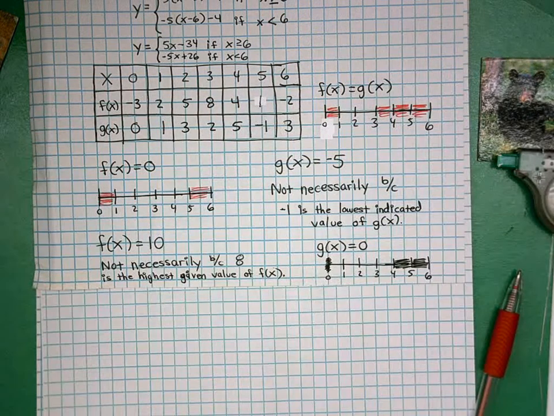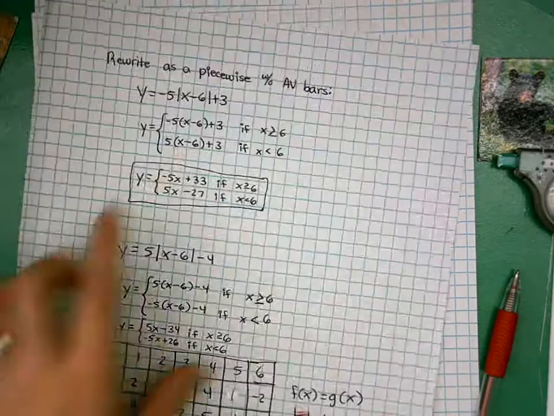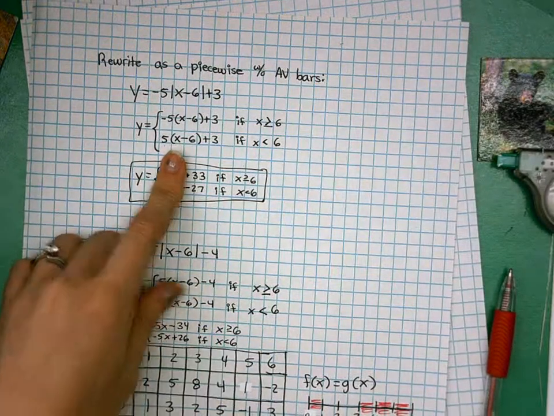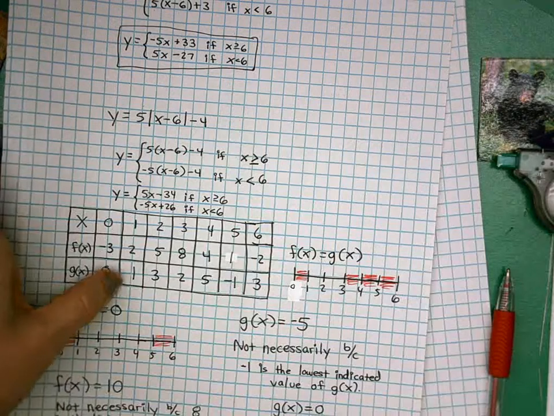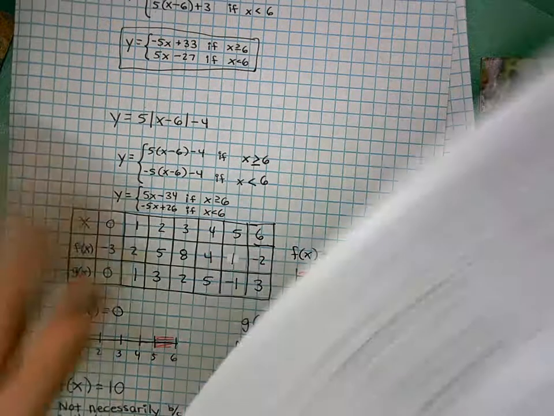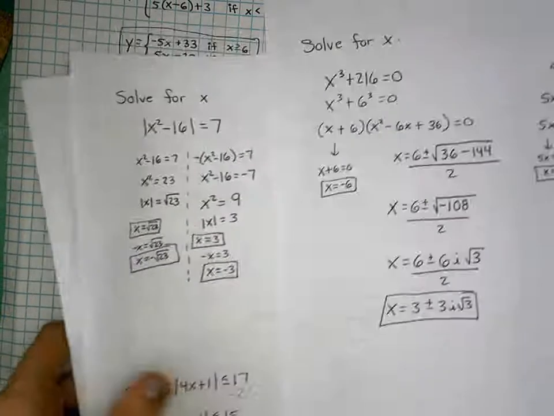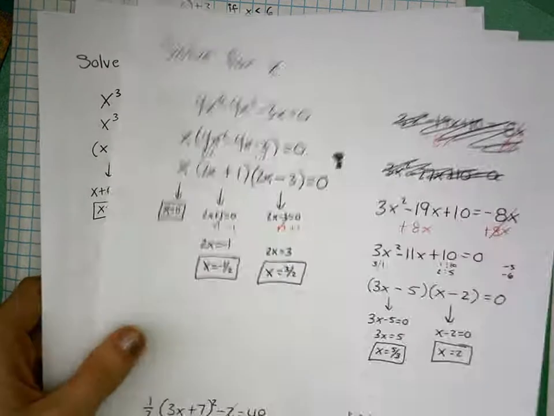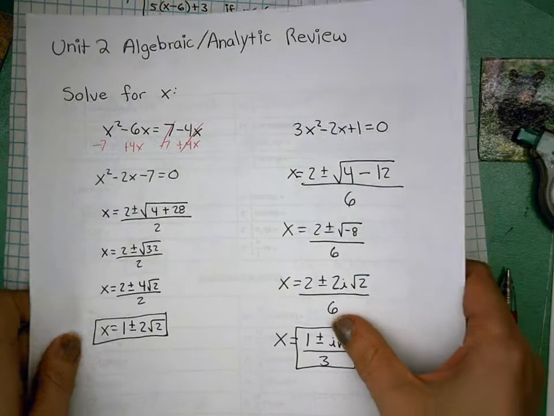Okay, that's it. So, reviewing those algebraic topics that we just looked at, we have our rewriting piecewise. This came out of Objective 3. We have our tables here out of Objective 1. You have all of that solving that we just walked through, from quadratics in Objective 4 to absolute values in Objective 2 to cubics in Objective 5.